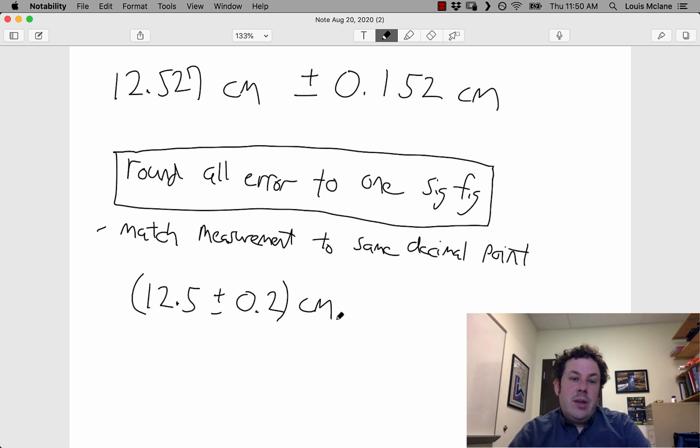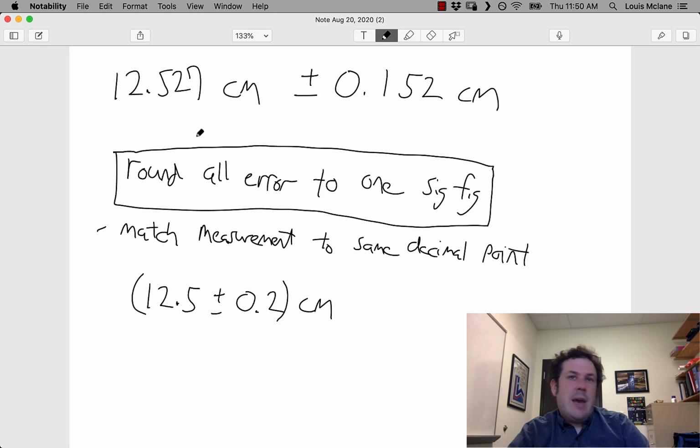The reason for doing this is if your uncertainty is 0.152, you're unlikely to know the actual digits there. So these values here are complete nonsense. You don't know the value that well. So often what happens is when you calculate a value, let's say on a calculator, you have all these digits and you'll just report all of them.